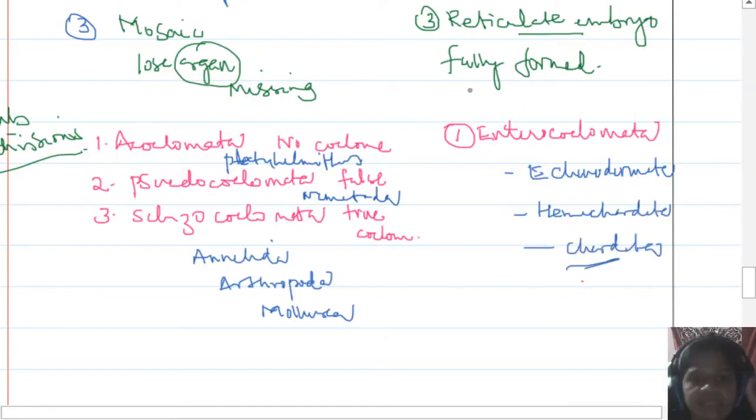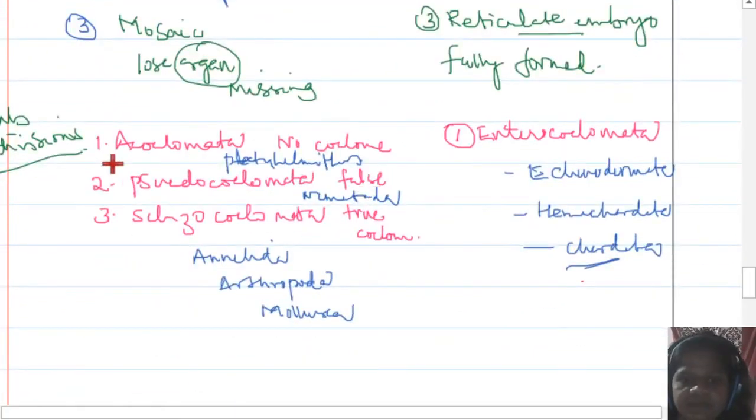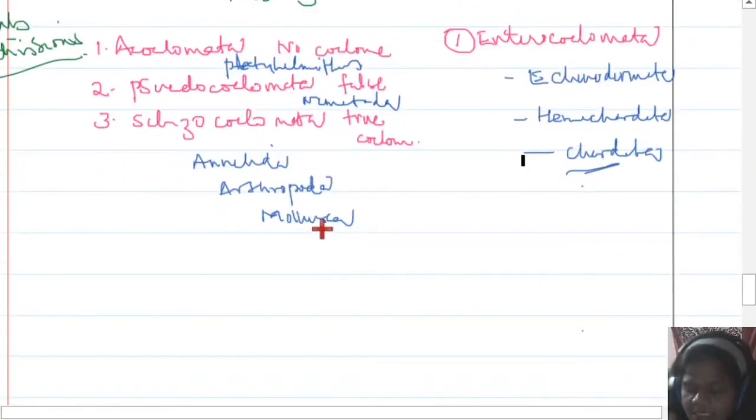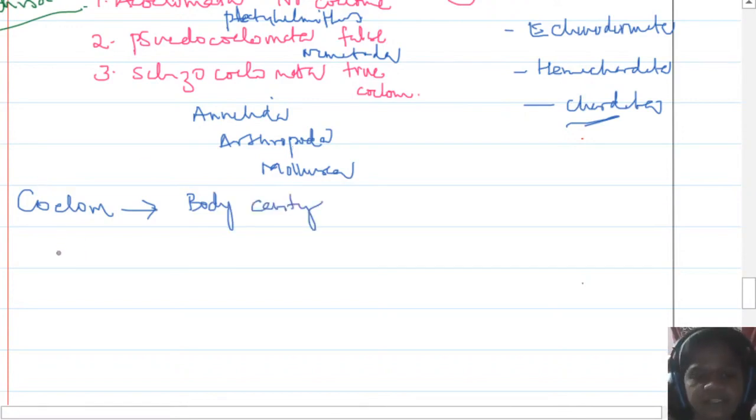Okay. So the divisions, the Protostomia and Deuterostomia, have subdivisions. The subdivisions are Acoelomata, Pseudocoelomata, and Schizocoelomata. Now, what is a coelom? Coelom is a body cavity. Now, a true coelom, we call a coelom because here we have false coelom, we have no coelom, and by the time we come to the third one, it comes into a true coelom. What do we call a true coelom? True coelom is one where the body cavity is lined by mesoderm.